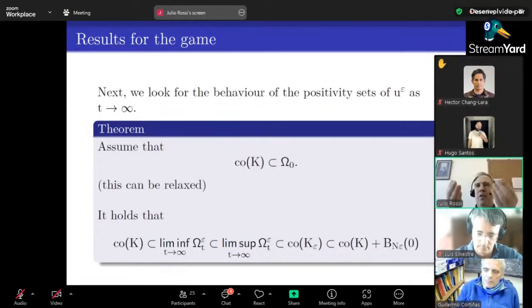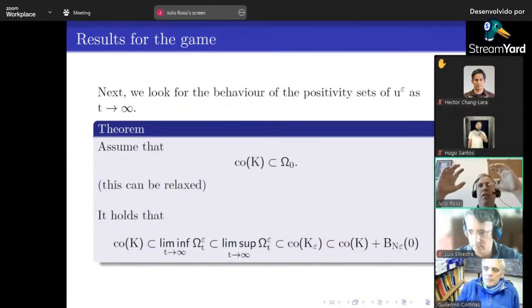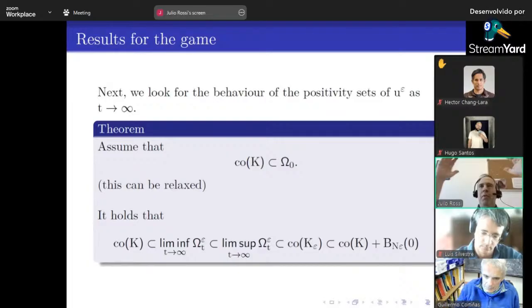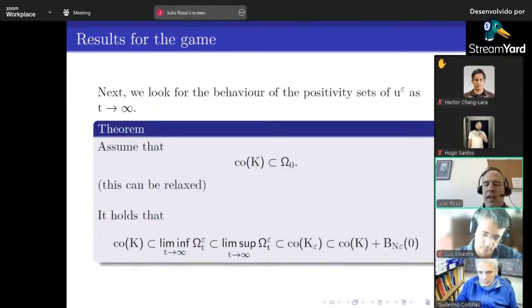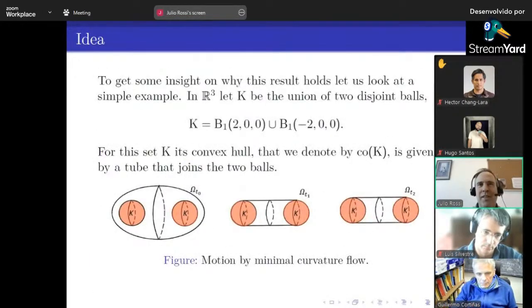And outside the convex hull, Carol, the other player, she has a strategy that kicks you out of every possible ball. And being outside the convex hull, you have to prove that the strategy of Carol never touches the obstacle. So Carol may have a way of choosing the signs in such a way that you exit every possible ball without touching the two balls if you're outside the convex hull of the set. And this is the proof of this result.